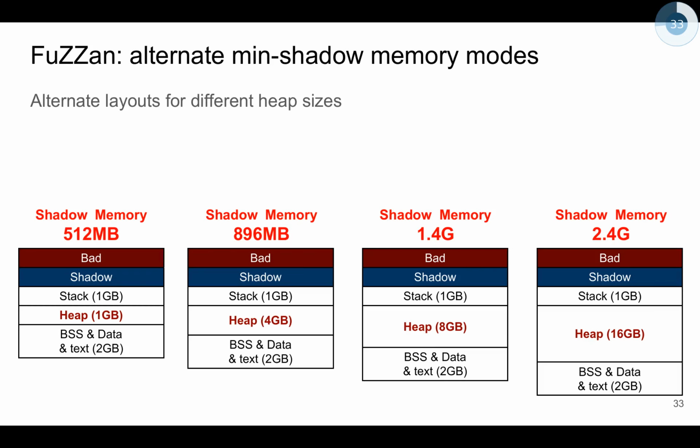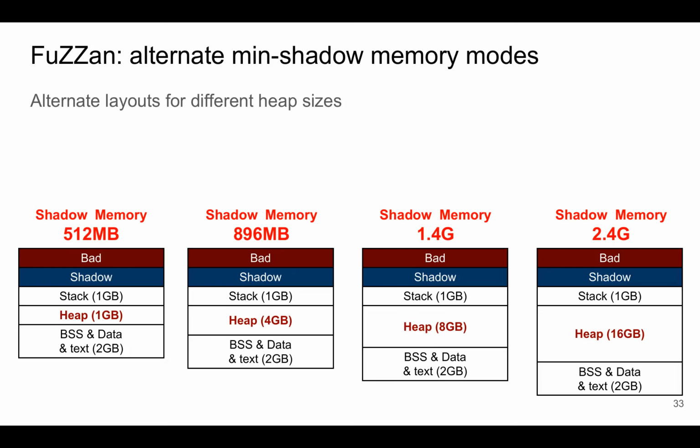And we can actually generalize this, right? So instead of always allocating the full 16 terabytes of shadow memory, we have different designs with 512 megabytes shadow memory instead of 16 terabytes. So if you do the math, this is quite a bit smaller, and therefore needs less work in the kernel to allocate these data structures. 896 megabytes, 1.4, and 2.4 gigabytes of memory, depending on if we accept a heap of 1 gigabyte, 4 gigabyte, 8, or 16 gigabyte.